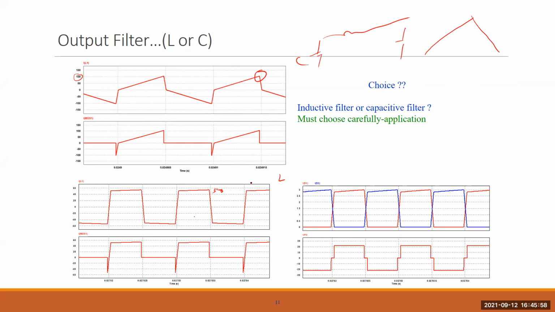Okay, but here because of the output inductive filter it's flat, and on the other side it will reflect I naught by n. So you can see this is I naught by n and minus I naught by n. It's like that. Okay, this is inductive filter.